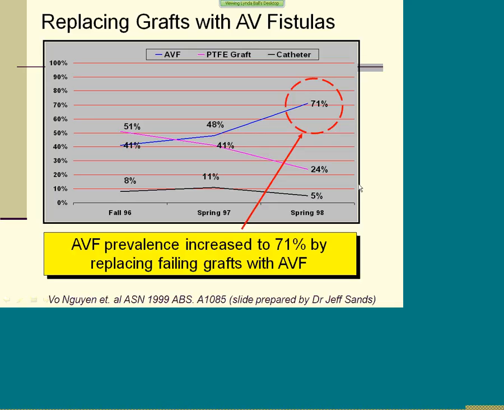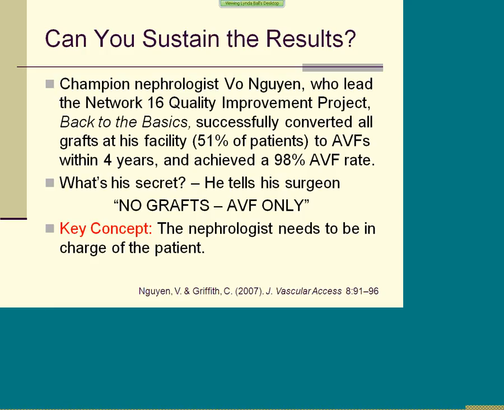So, what was his secret? Well, his secret is that he tells his surgeons, no grafts. He wants AV fistulas only. And when a graft comes into his clinic, his plan is to get him to the surgeon and get him vessel mapped and find good veins so that they can get fistulas placed. His belief, which we share, is that the nephrologist needs to be in charge of the patient. They need to be telling the surgeon what type of access that person needs. And they need to be familiar.